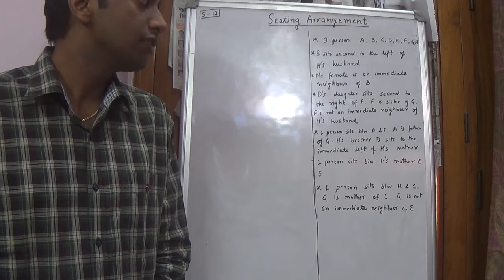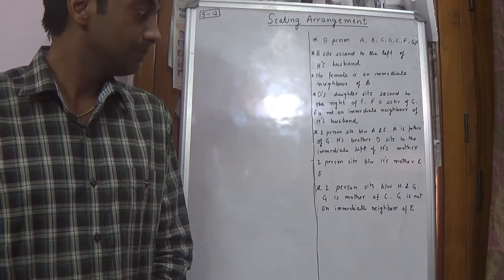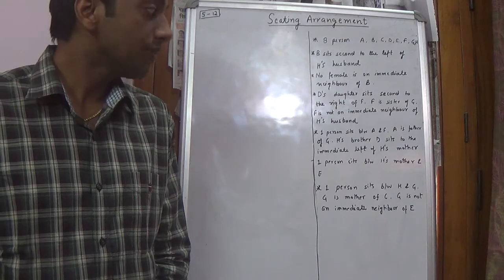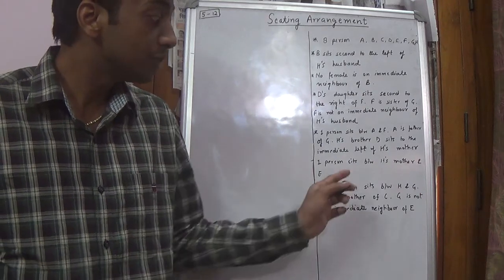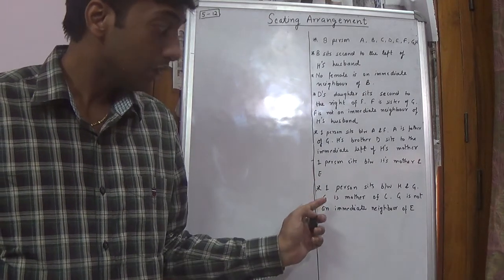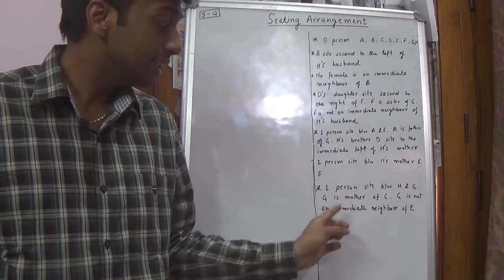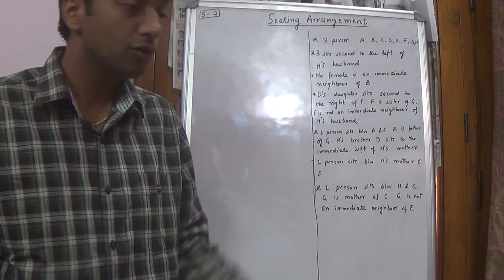One person sits between A and F. A is father of G. His brother D sits immediate left of H's mother. One person sits between H's mother and E. One person sits between H and G. G is mother of C. G is not an immediate neighbor of E.